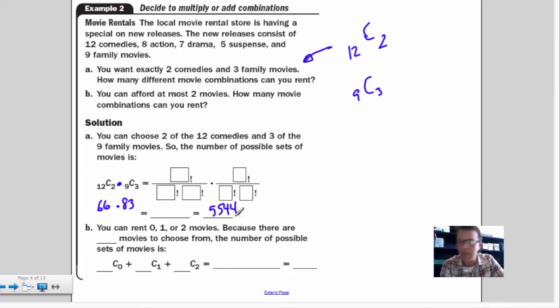5,544 ways that you can pick 2 different comedies out of 12 and 3 different family movies out of 9. So again, really think of those as 2 separate problems and then take the 2 results and add them together.